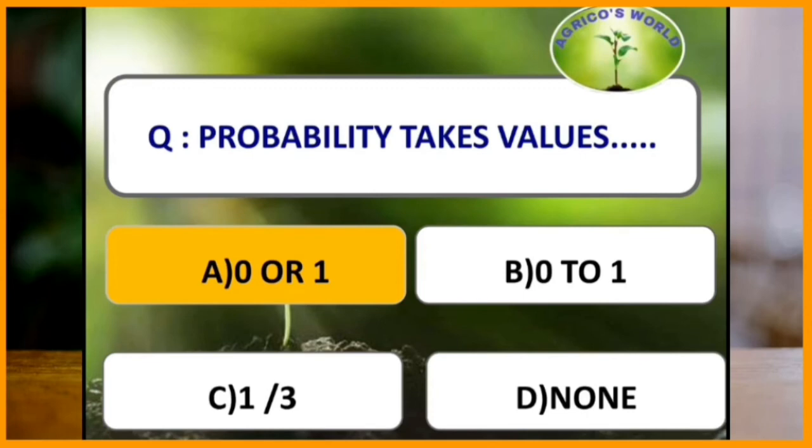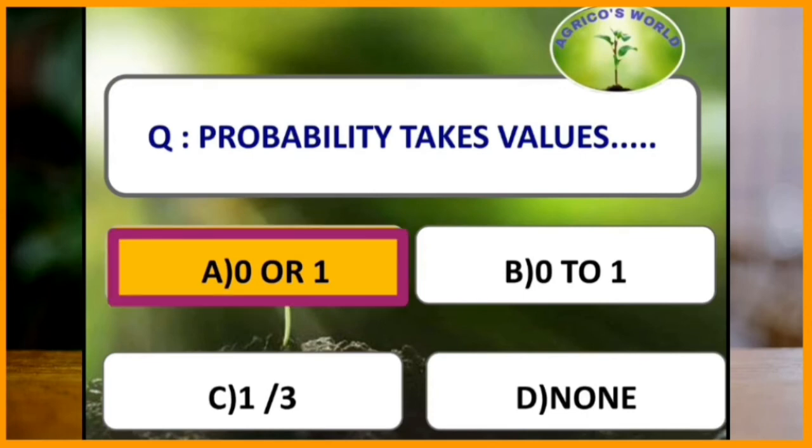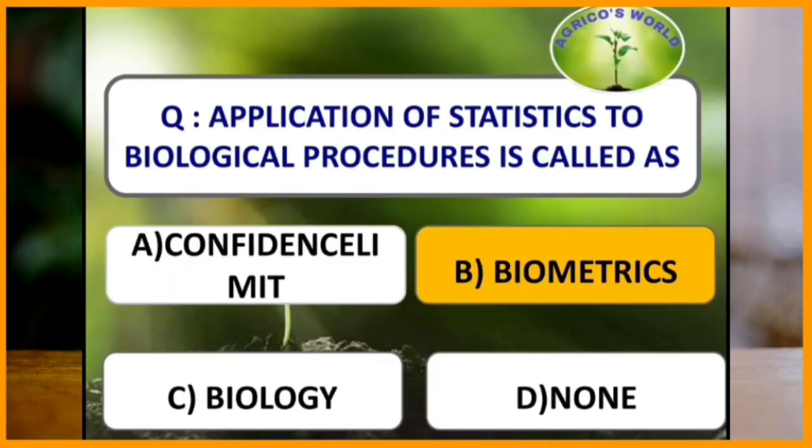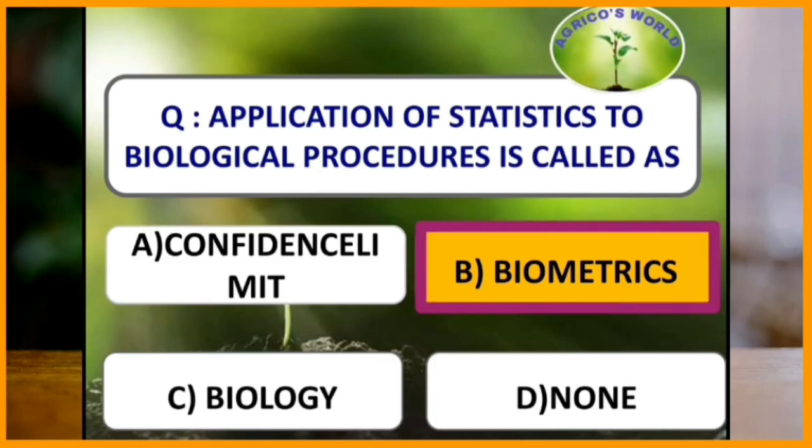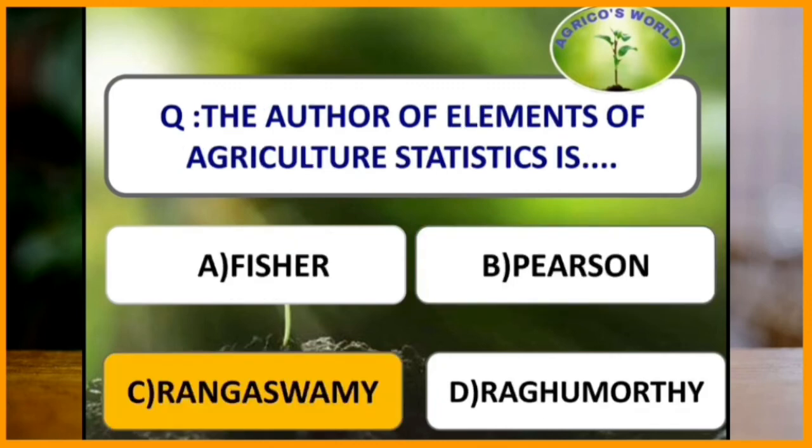Moving on to the next question. Probability takes values from? Probability has the values 0 to 1. Application of statistics to biological procedures is called as? Application of statistics to biological procedures is called as biometrics. Who is the author of Elements of Agricultural Statistics? The author of Elements of Agricultural Statistics is Rangaswamy.